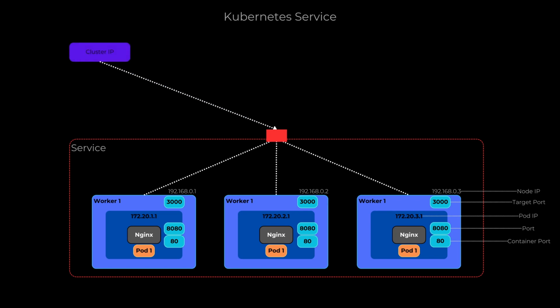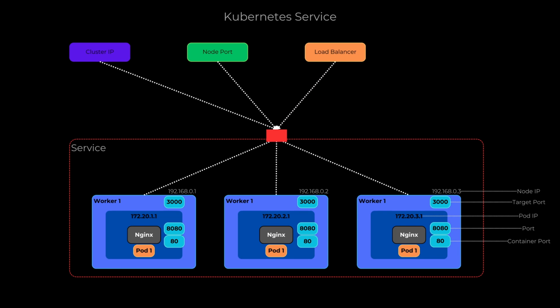Cluster IP exposes a service that is only accessible from within the cluster. Node port exposes a service via a static port on each node's IP. Load balancer exposes the service via the cloud provider's load balancer. External name maps a service to a predefined external name field by returning a value for the CNAME record.